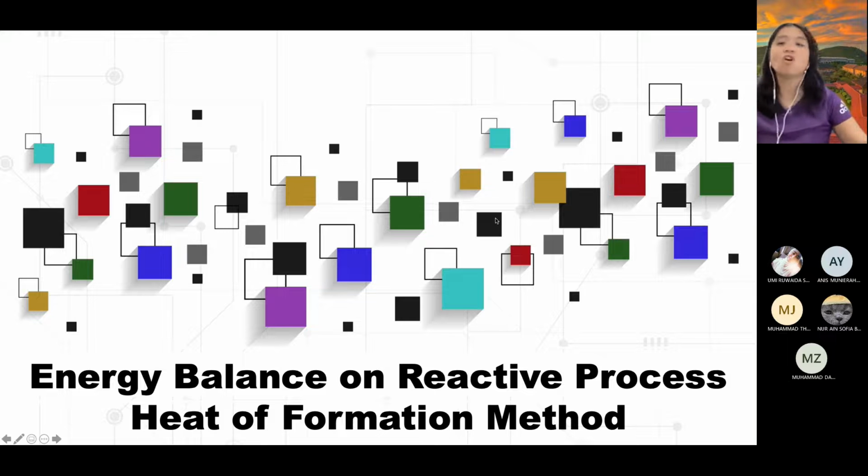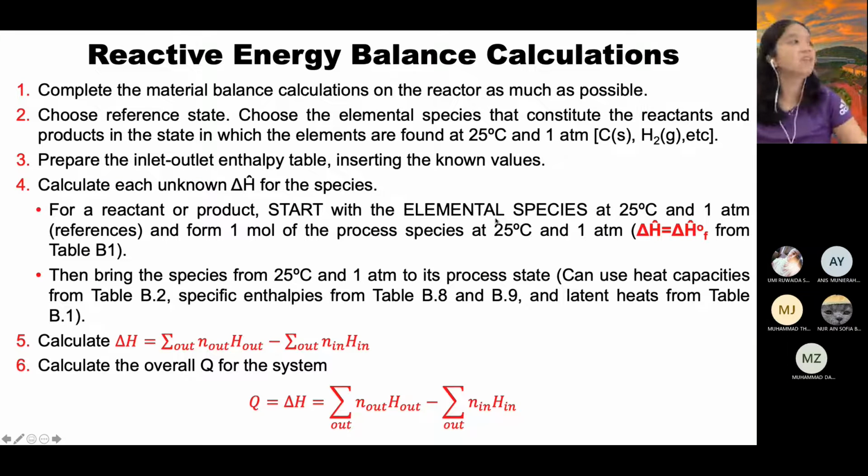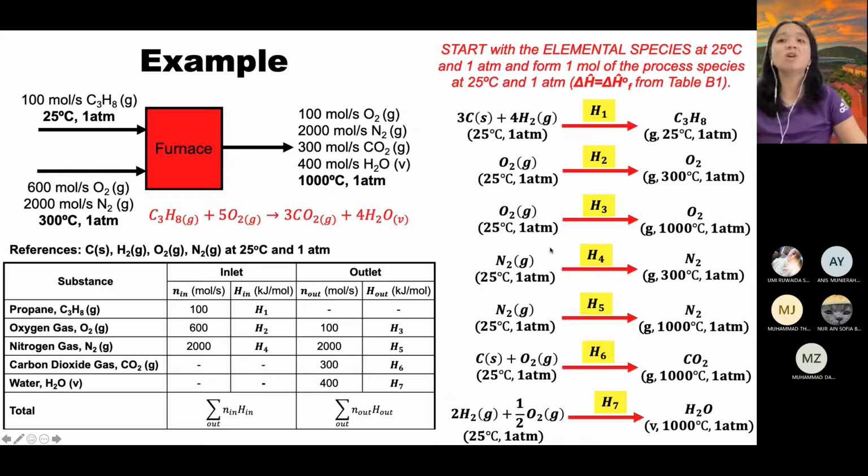Okay, so next one, last one is to show for reactive process. For reactor, oxidizer, combustor, we will use a different method from the non-reactive process. So students must understand that the non-reactive and reactive methods are completely different. Same as mass balance.